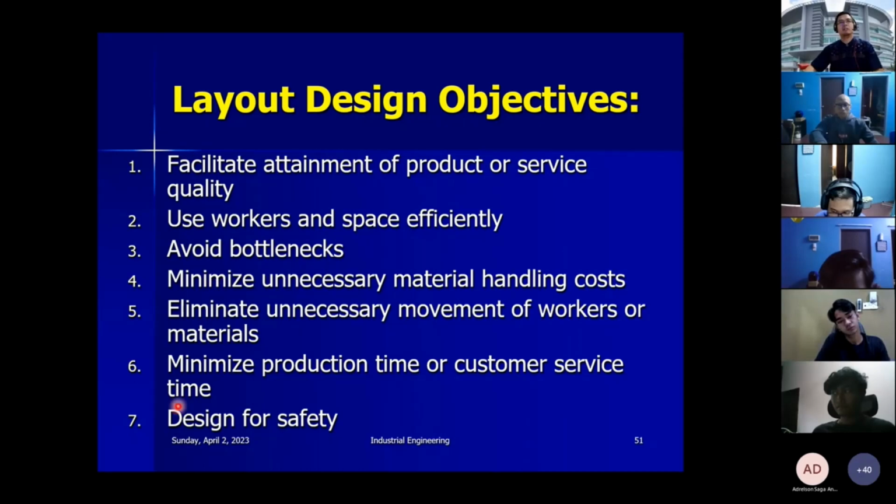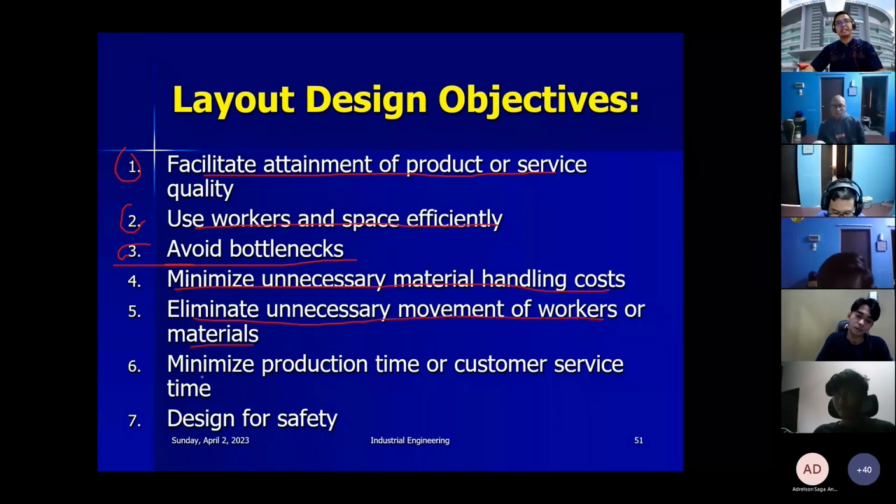The first consideration in designing a layout is to facilitate the manufacturing of the product or the service quality. Number two, we want to use workers and space efficiently and avoid bottlenecks. Number three, minimize unnecessary material handling costs. Eliminate unnecessary movement of workers or materials, and minimize production time or customer service time. And last but not least, design for safety. These are the objectives when we design the layout.